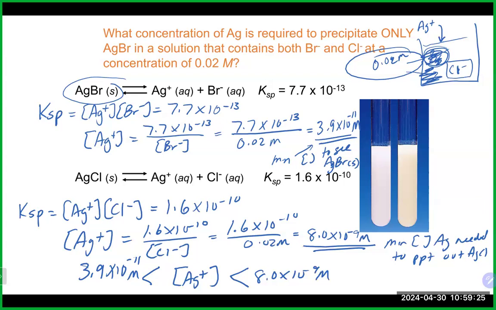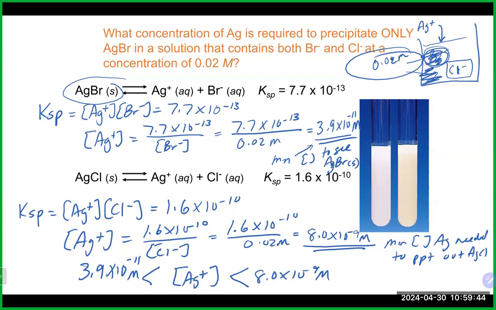If you get your silver concentration in this example up to 3.9 times 10 to the minus 11, you should start to see silver bromide coming out. What you would see is a white solid coming out. And you can be fairly confident that it is the silver bromide, because that's not enough silver to get the chloride to come out of solution.